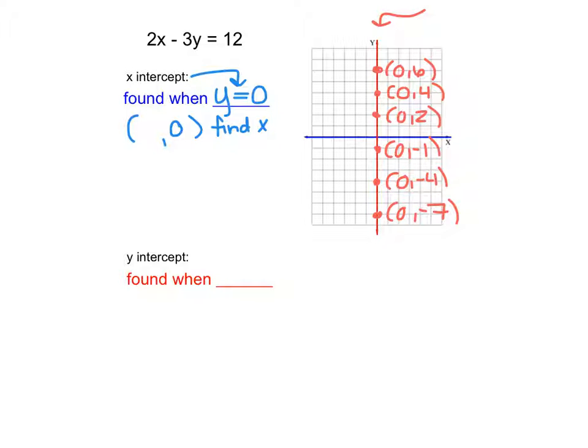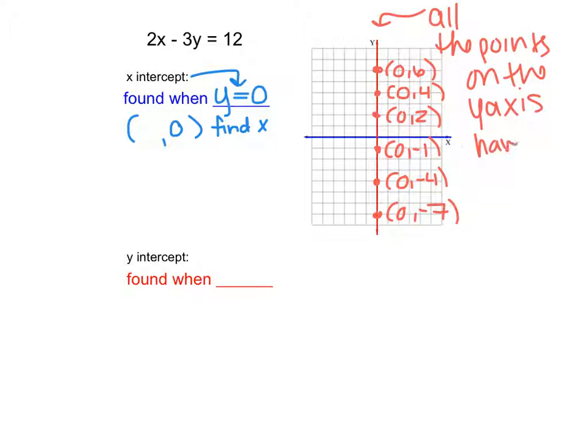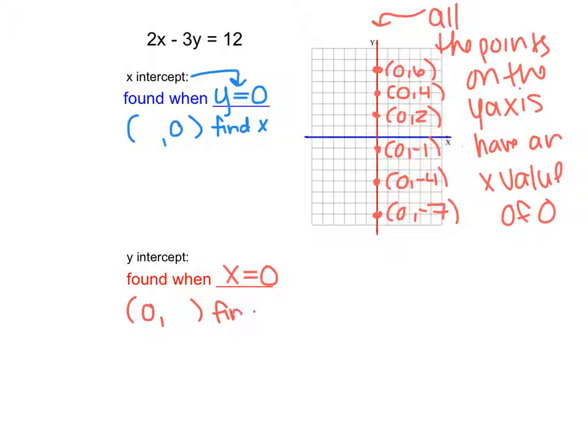So I'm just looking at a bunch of points on that y-axis. And what I notice on the y-axis is that all the points on the y-axis have one thing in common. And all of these points on the y-axis have an x value of 0. So that's telling me that my y-intercept point, since it's found on the y-axis, is found when x is equal to 0. So my y-intercept point is a coordinate where x is 0 and I need to find y.